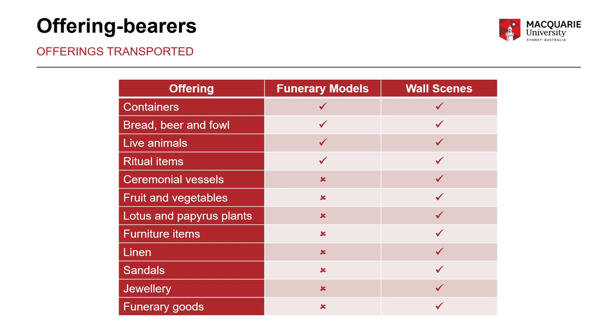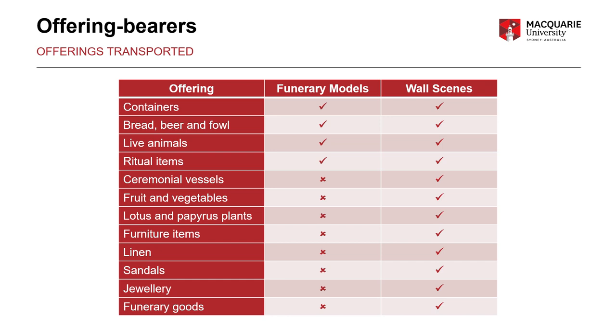When considering the offerings that the bearers carry, there are a number of similarities between the two media, with all goods transported in models also carried by bearers in wall scenes. However, wall scenes illustrate a much wider variety of goods. This table here highlights some of the different offerings that I found among the representations, showing the more expansive range found in wall scenes. Again, with more space dedicated to the theme, a greater variety of offerings could be portrayed.